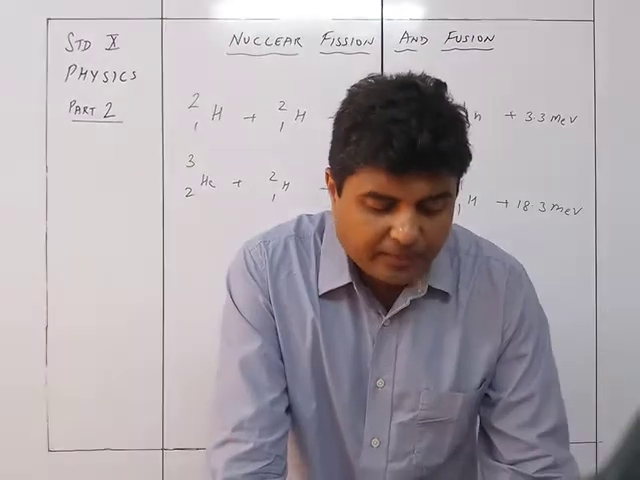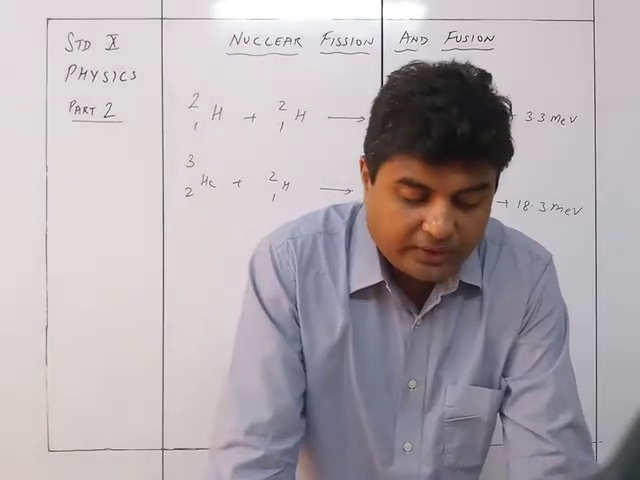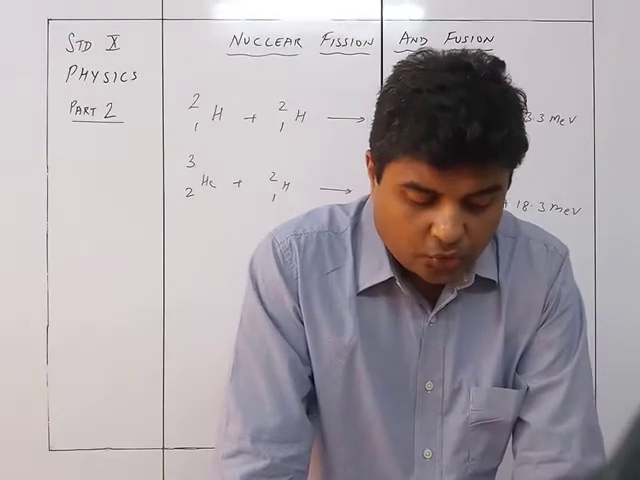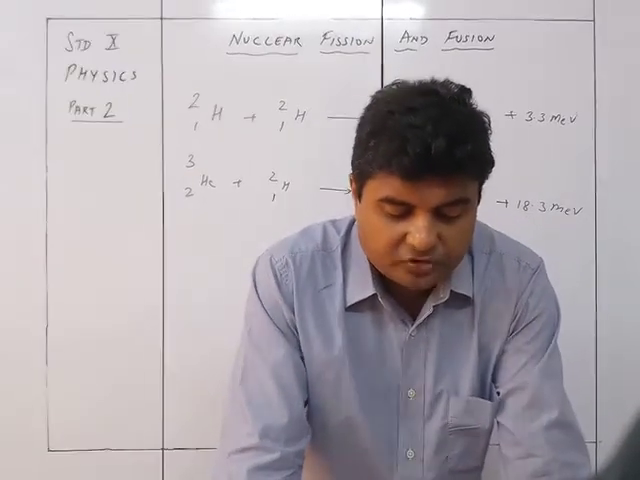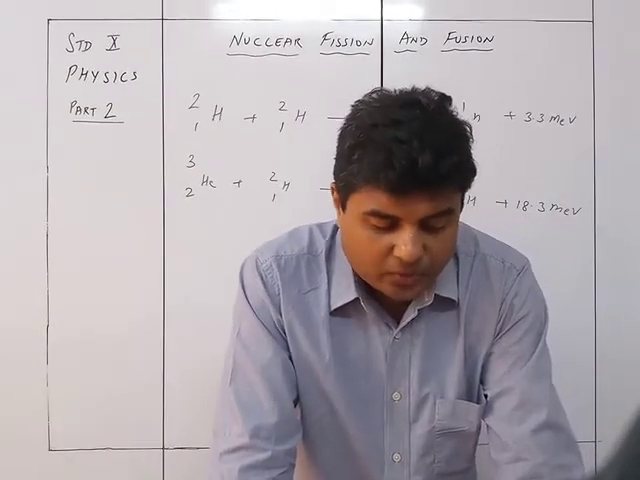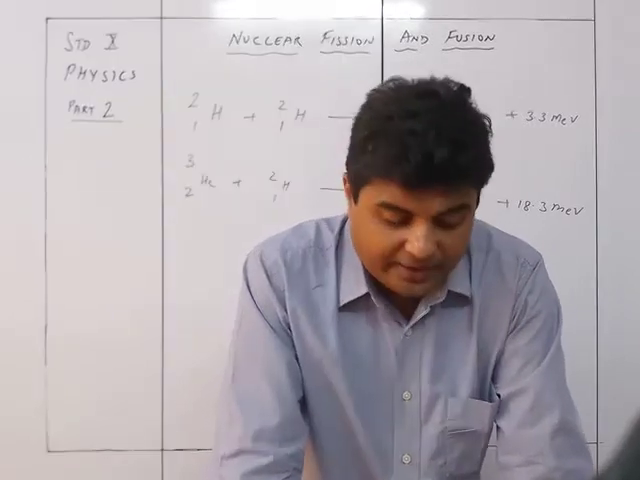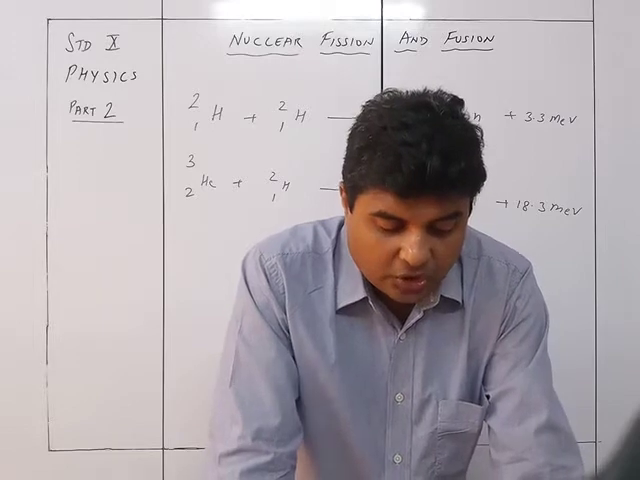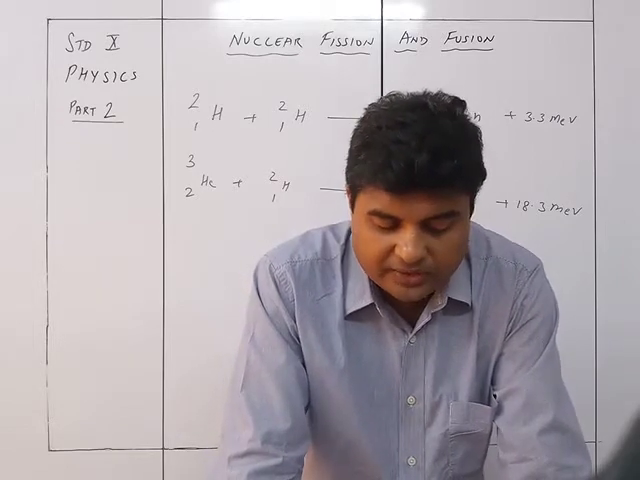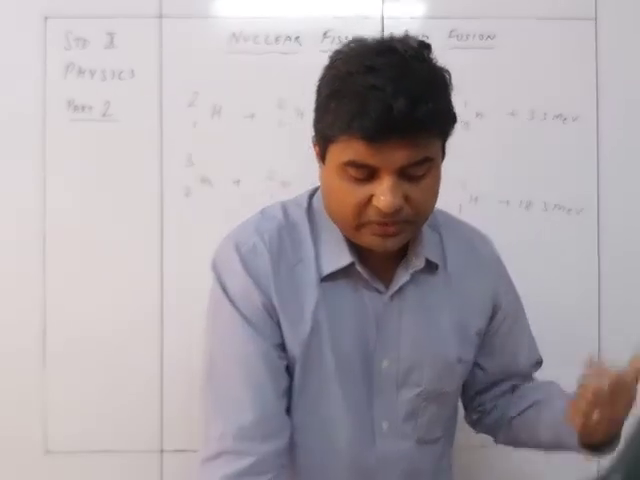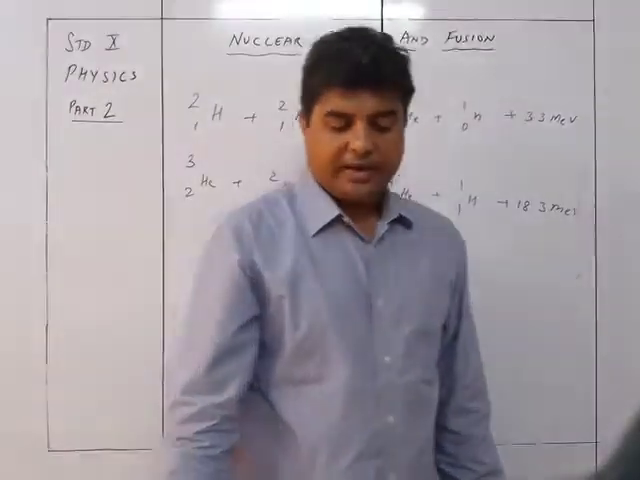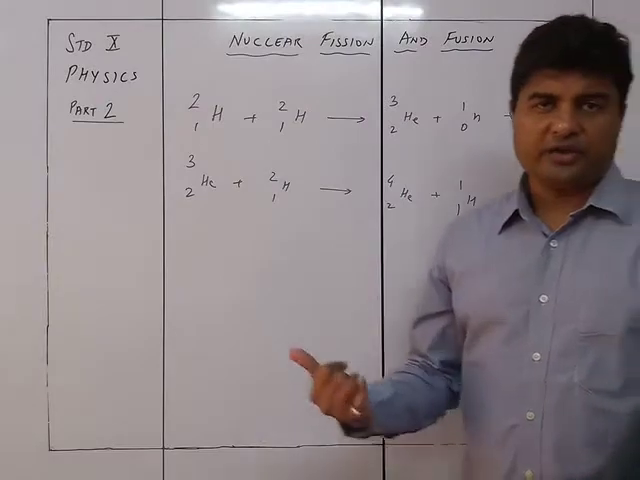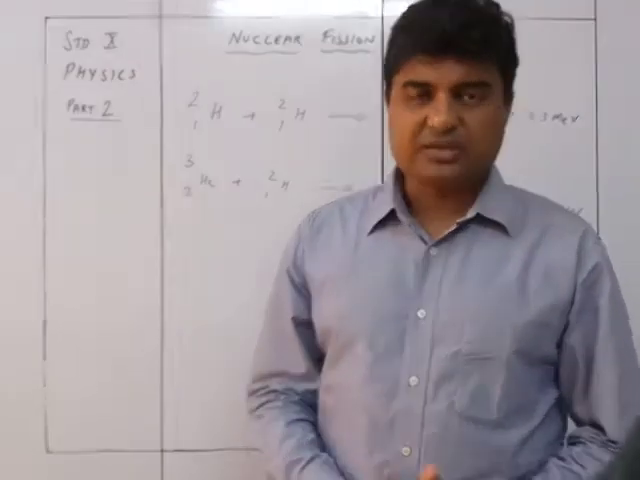Other examples: proton plus proton gives deuterium plus 0.42 mega electron volt. Two deuterium give tritium plus proton plus 4 mega electron volt. Two deuterium give helium with one neutron and 17.6. Two deuterium give one helium plus neutron, that is 3.3. Helium-3 with deuterium gives helium plus proton, 18.3. I think you can just learn this part. No need for the other reactions, because this is the most important one.